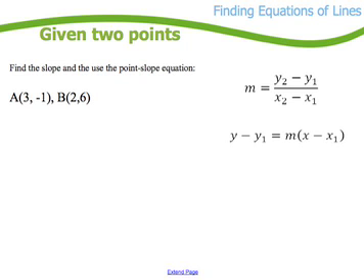That's the question. So this time they give me 2 points. Remember, what I'm trying to get is a slope and a y-intercept. From these points, I don't have either of those, but I've got some tools that I can use. One of them is my slope formula.